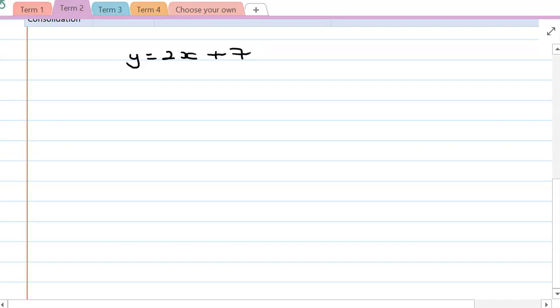Now, if I put a value for y in here, let's suppose we had 21. Say I said, well, let y equal 21. What's the value of x? We could solve that using our knowledge of solving equations. So, of course, I would subtract 7 from both sides, and then I would divide both sides by 2 to solve the equation: when y equals 21, x equals 7.